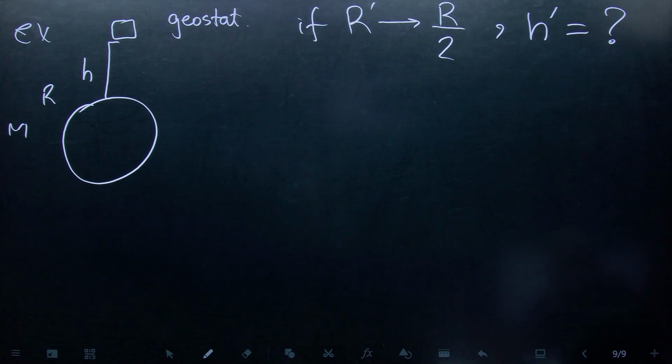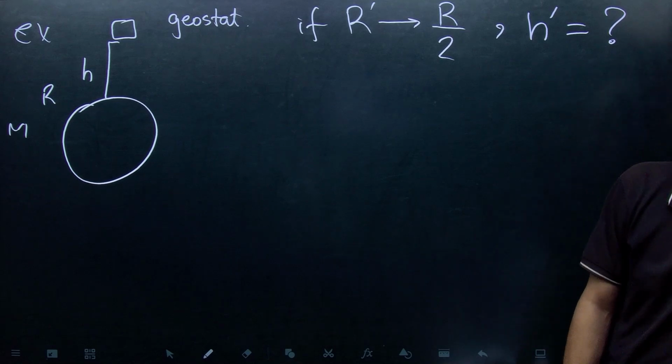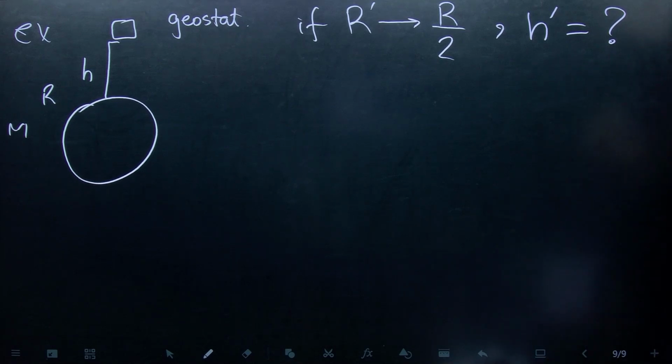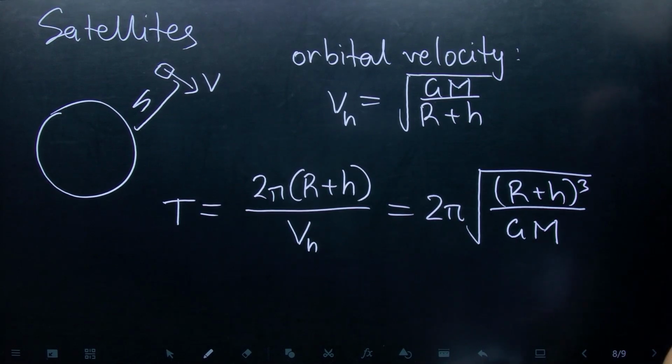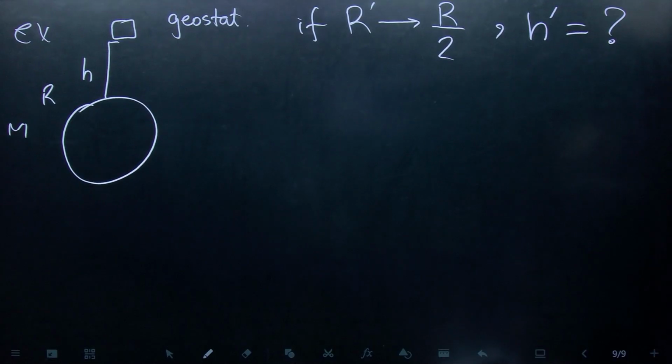We use conservation of angular momentum. You can use whatever tools you want. Geostationary time period is simply 24 hours. Look at how the question is phrased: what will be the new height above the surface of the earth? We know what will be the speed of the satellite at some point, right? By equating centripetal force, we have calculated the speed.